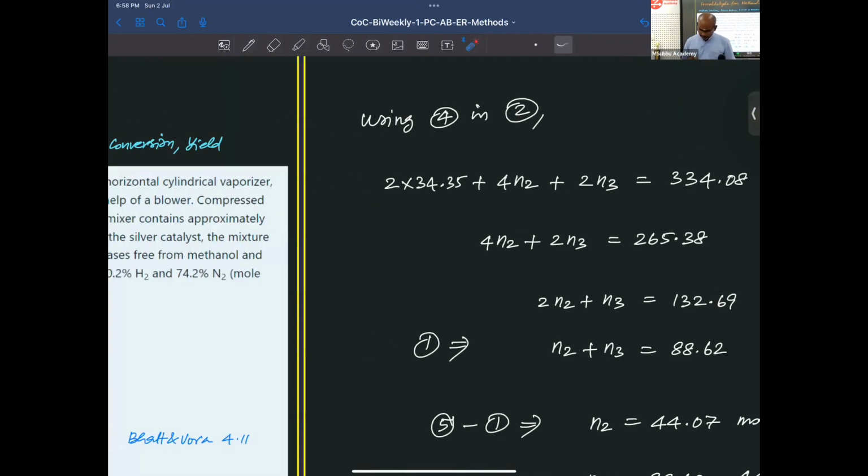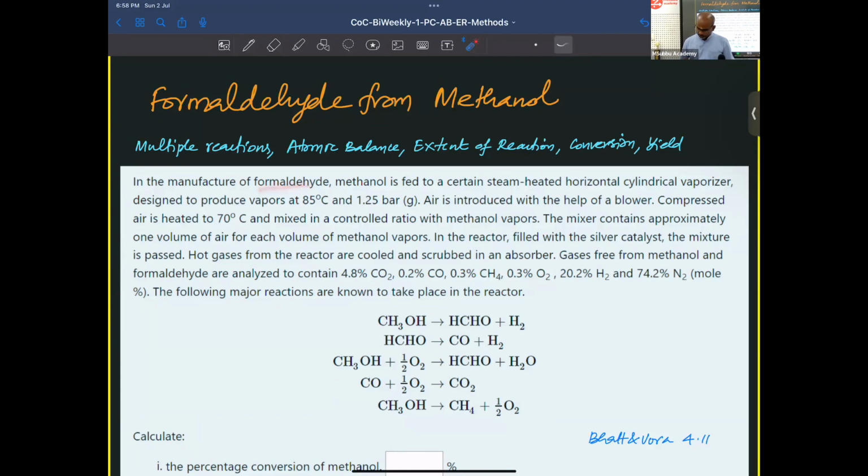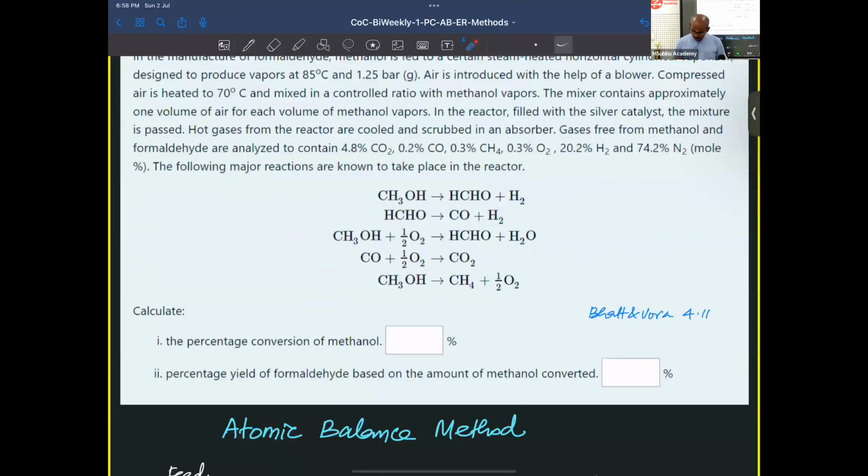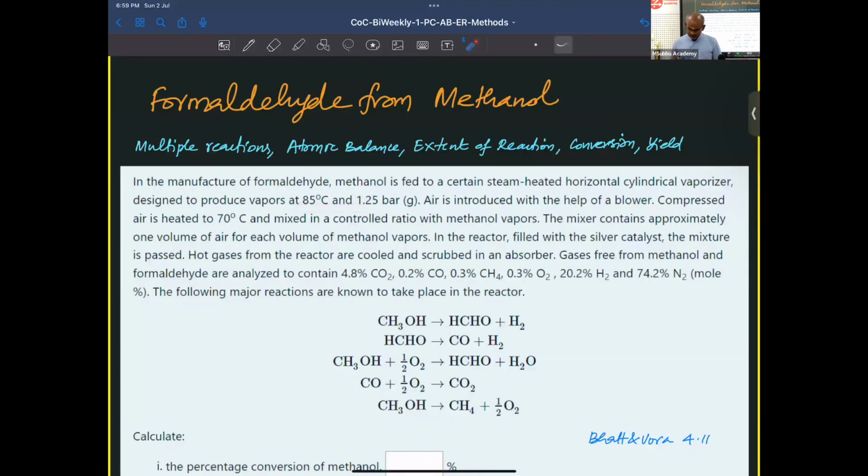First 3-4 lines you can read through yourself also. In the manufacture of formaldehyde, methanol is fed to a steam heated horizontal cylindrical vaporizer, designed to produce vapors at 85 degrees Celsius and 1.25 bar. Do not worry about this. Of course, this data may be useful, but not so needed. These are about the preparation. The feed is at a temperature of 85 degrees Celsius and 1.25 bar gauge pressure, and air is introduced with the help of a blower, compressed and heated to 70 degrees Celsius and mixed in a controlled ratio with methanol vapors.